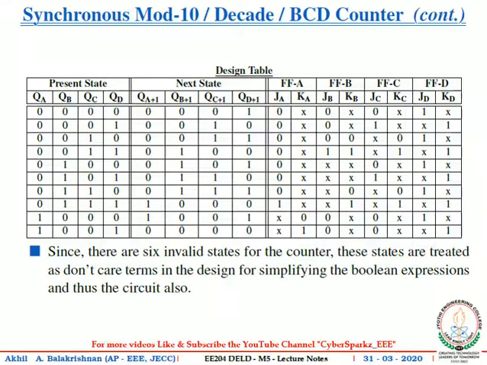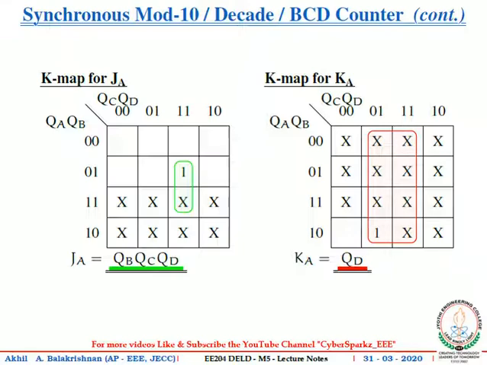Based on the present state and next state columns of each flip-flop, you obtain the excitation required for the corresponding flip-flop by making use of the excitation table. Since there are 6 invalid states for this counter, for design purposes these invalid states are treated as don't cares. On the left side, we can see the K-map for JA, and on simplification JA is obtained as QB QC QD. On the right side, we can see the K-map for KA, and KA is obtained as QD.